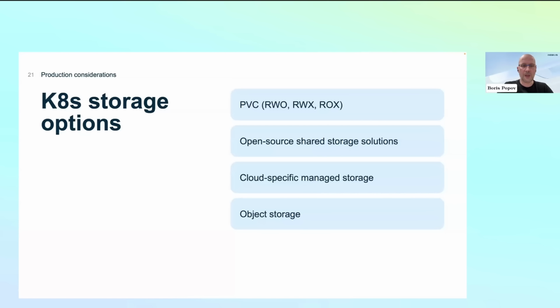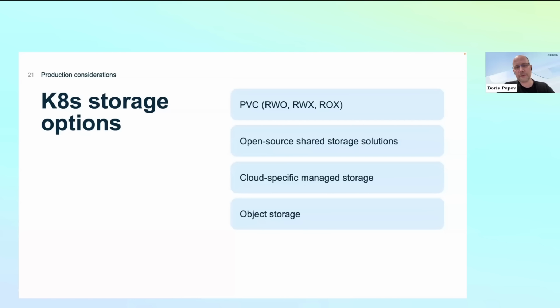But what you need to know there is that there are different flavors of PVC. There's read-write once, read-write many, and read-only many. Read-write once probably doesn't work here because we want to be able to read the same model from different pods. So you need to check whether you have read-write many or read-only many options available for your persistent volume claim.